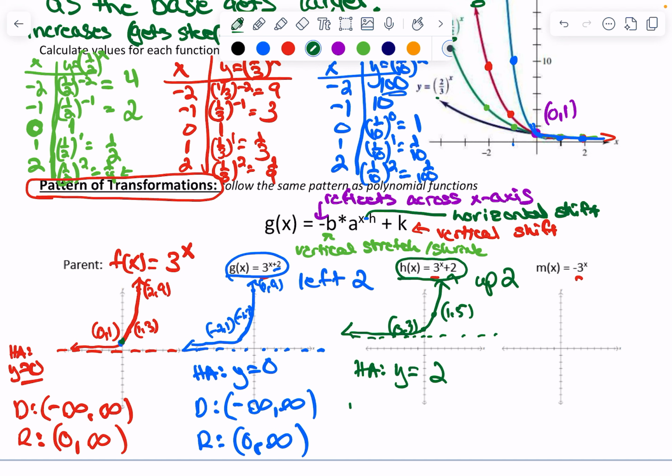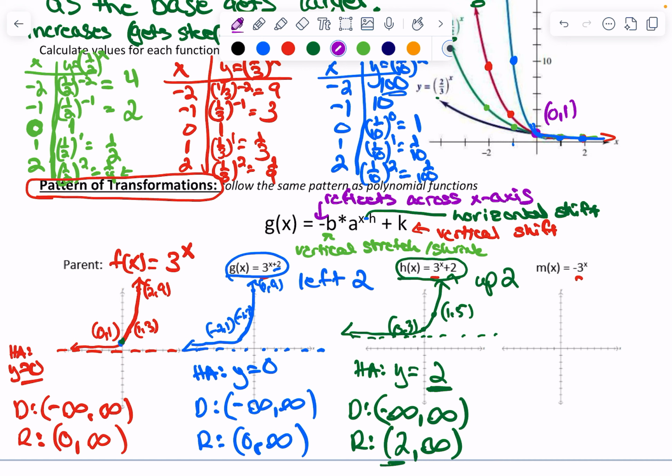Okay, our domain did not change. That's still going to be negative infinity to infinity. Our range, again, this tells us kind of where we're starting or ending, depending on where the graph is. But it's above the asymptote, so this is the minimum. So 2 to infinity. Again, 2 is in parentheses because it is not included.